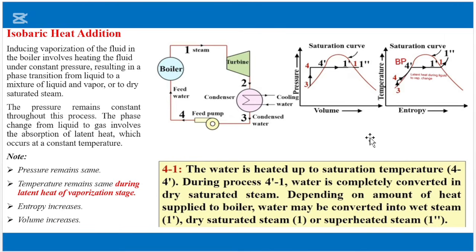Now we have completed the second process of the Rankine cycle. The first process was compression, and the second process is heat addition. And what is going to be the third process? The third process is expansion. That means once you have compressed and supplied the heat, then there is going to be expansion. So expansion is going to happen here. Now let's look into the third process.